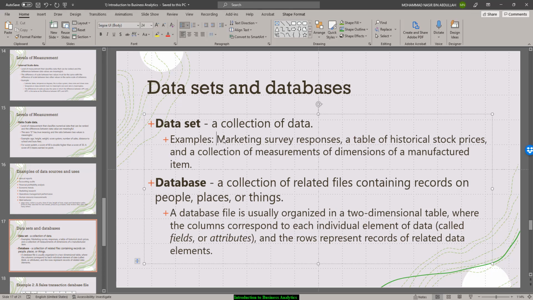So example of data set lagi adalah marketing survey response, table of historical stock price, collection of measurement of dimension, right?